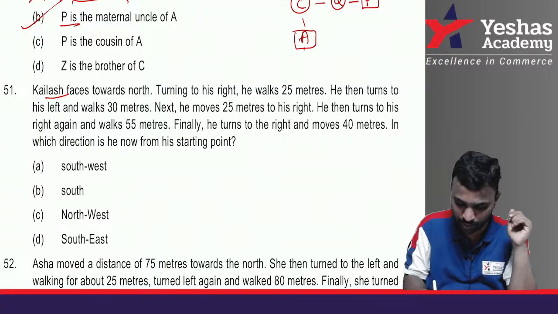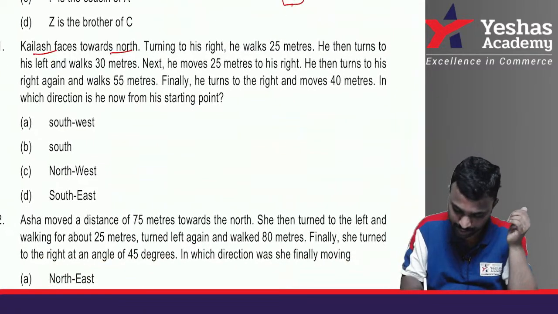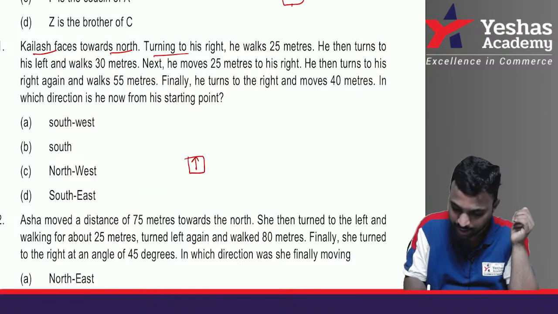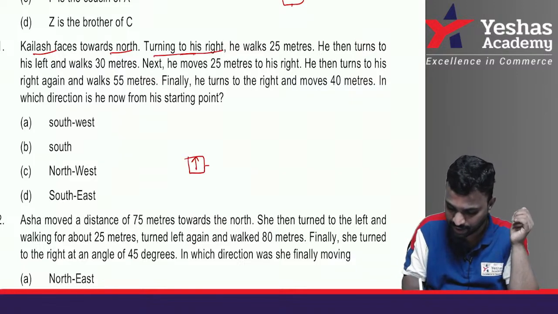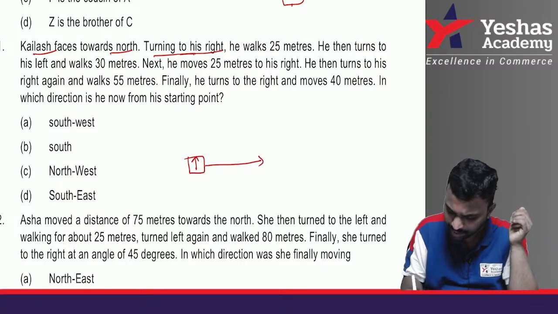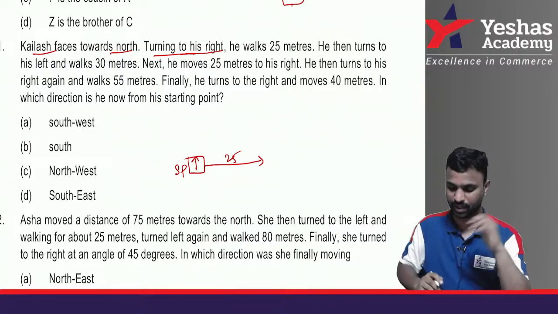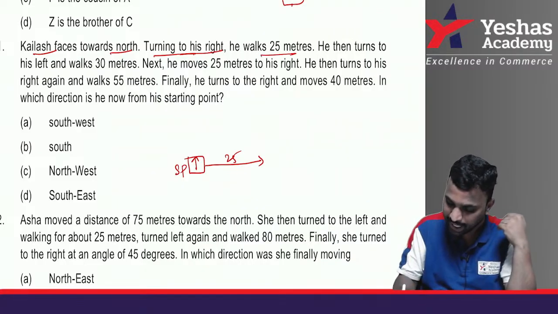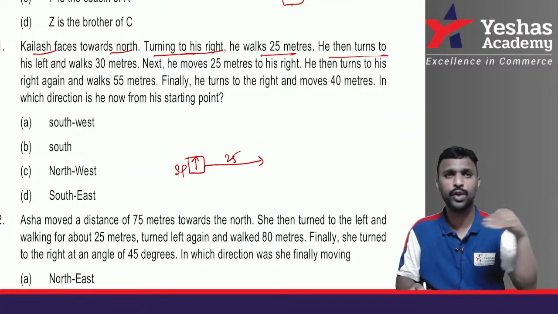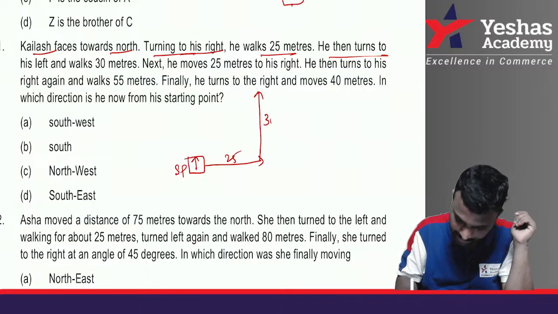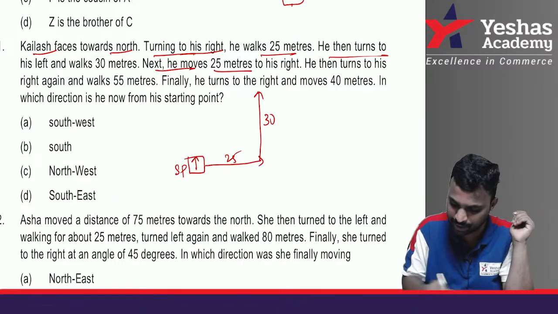Kailash faces towards north. Does he go any distance towards north? No. Turning to his right, obviously our right only. He doesn't go any distance, so this is a starting point. He walks 25 meters turning towards the right. This is done. He then turned to his left. Going towards east, left is upwards. How many meters he went? 30 meters he went.